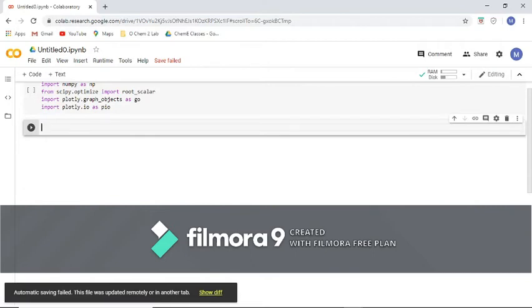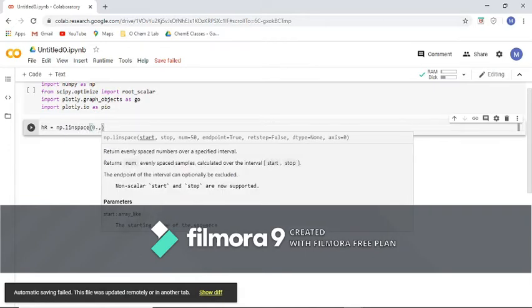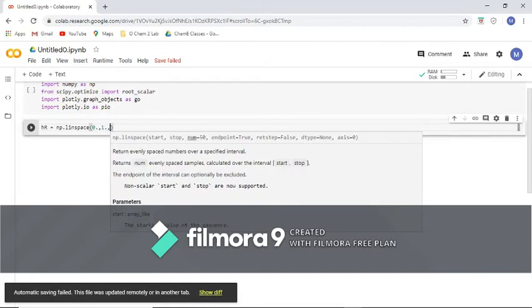In this next portion of code, we're going to define h over r, which we're going to write as hr equals np.linspace, which is going to make it an array going from 0 to 10 in increments of 1.